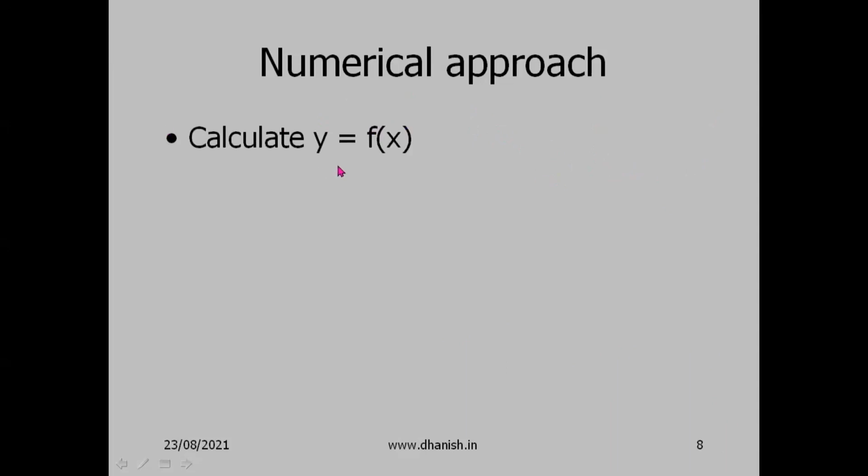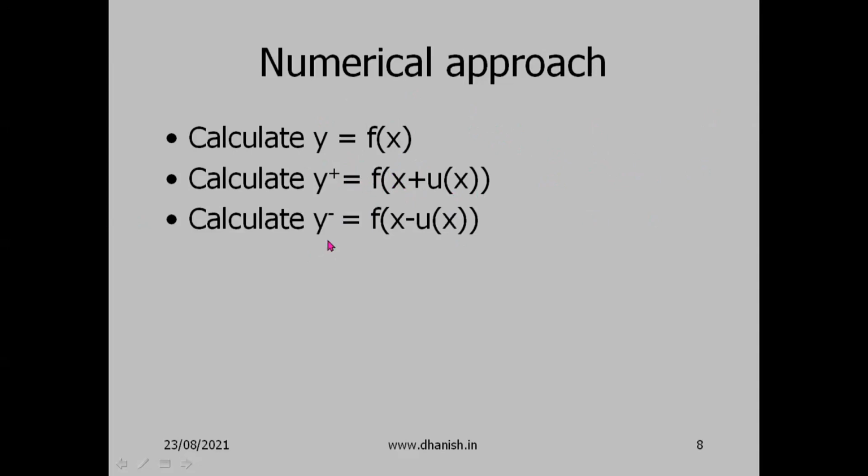So calculate y equal to f of x. That is, substitute the value of x and determine y. Then y plus, which is obtained by substituting x with x plus the standard uncertainty of x. Then calculate y minus equal to f of x minus the standard uncertainty of x. So the standard uncertainty of y is equal to (y plus minus y minus) by 2.